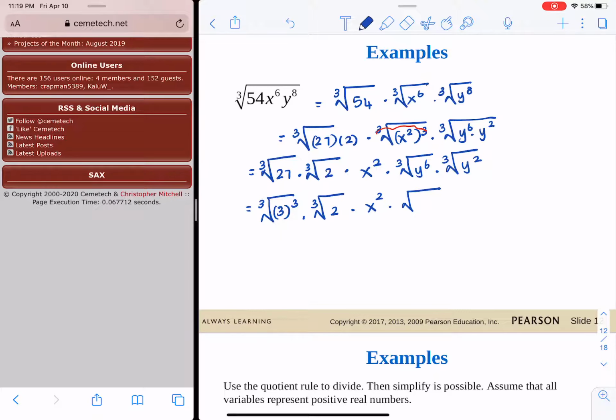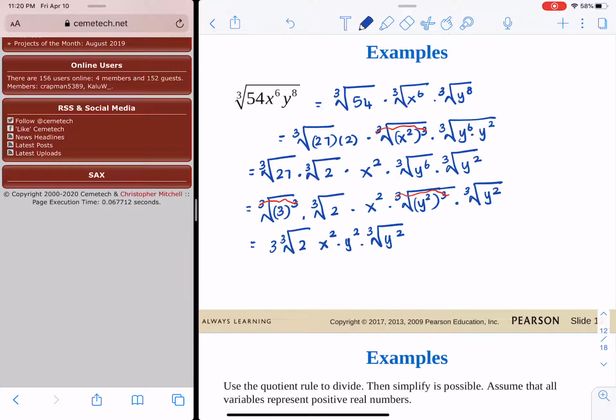Could we write y raised to 6 as a perfect cube? We can. It is simply y squared raised to 3. 2 times 3 would give us 6. And the cube root of y squared. Those two go away, and those two go away. So we would have 3 times the cube root of 2 times x squared times y squared times the cube root of y squared.